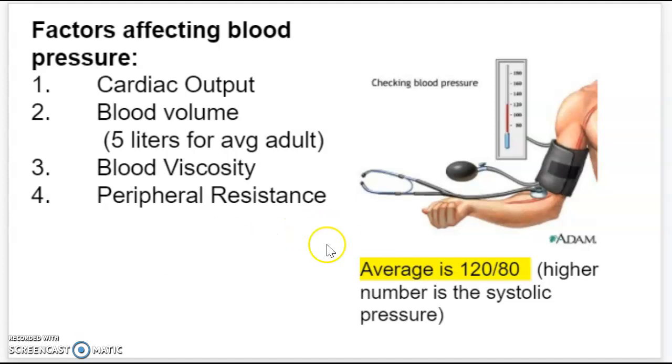Also, blood viscosity. So we talked about Lance Armstrong and how he was taking that EPO that would increase the amount of red blood cells that he had. Well, this would increase the blood viscosity. So when you do take the EPO, you're at higher risk for heart attacks and things like that, just because of your blood viscosity. That's going to increase your blood pressure also. And then just the resistance that you have in your peripheral arteries.